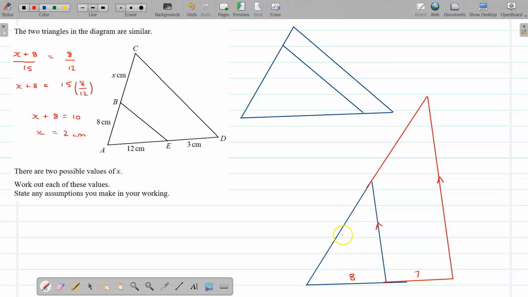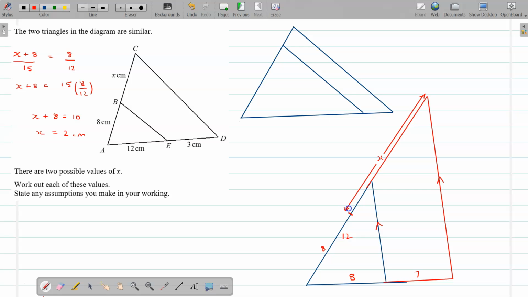Although this blue line here is 12, we've got to remember that the 8 would stop about there, 4 centimeters away from the end. This length here is now x, and this bit here is still 8. If I put in an arrow to illustrate that more clearly, this bit here and then over to here is x. So it's quite a difficult problem to fully comprehend what's going on here.